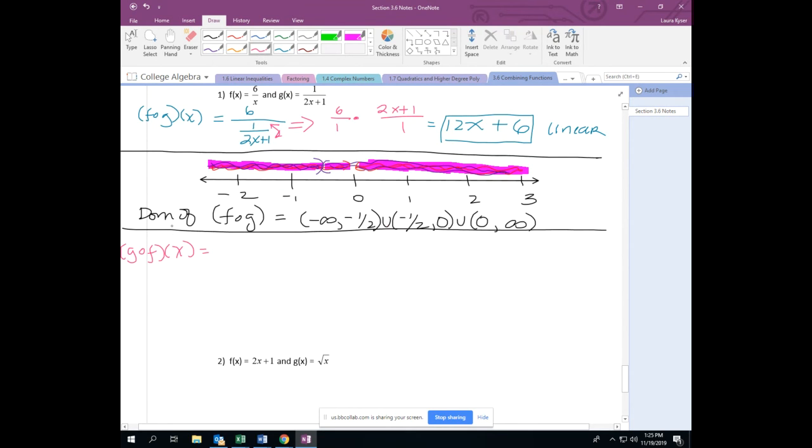This is where we're putting the f function into the g function. So we're taking this function here and shoving it underneath here. That's going to look like 1 over 2 times 6 over x plus 1.